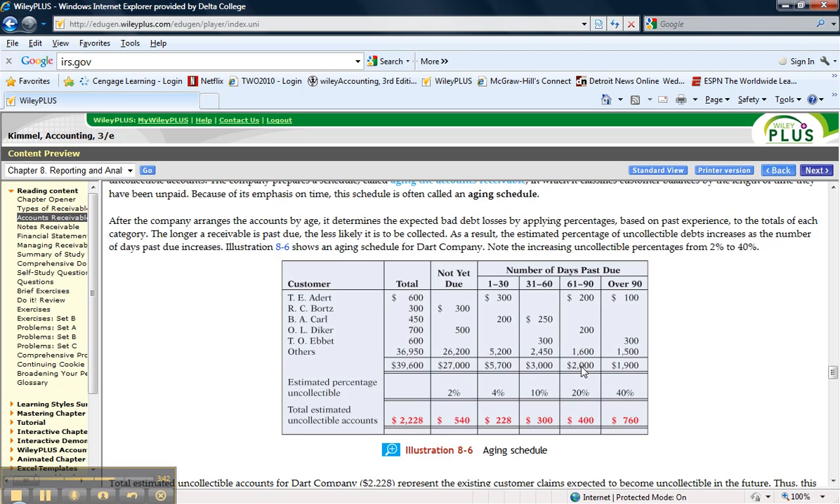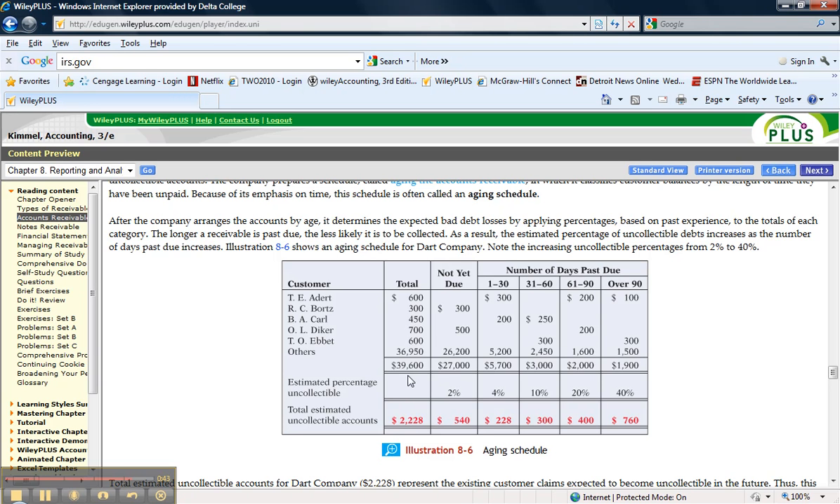Now, the older the receivables get, the less likely you are to collect them at all. So the manager will put an estimate on each age group to determine what portion likely won't be paid. You simply multiply the amount by the percentage, and you get this estimated uncollectible amount. Here are the amounts from each of these age categories, and they sum to this 2,228. This is the amount that you believe won't be collected out of the 39.6 that you're owed. So this needs to be the balance in the allowance for doubtful accounts.